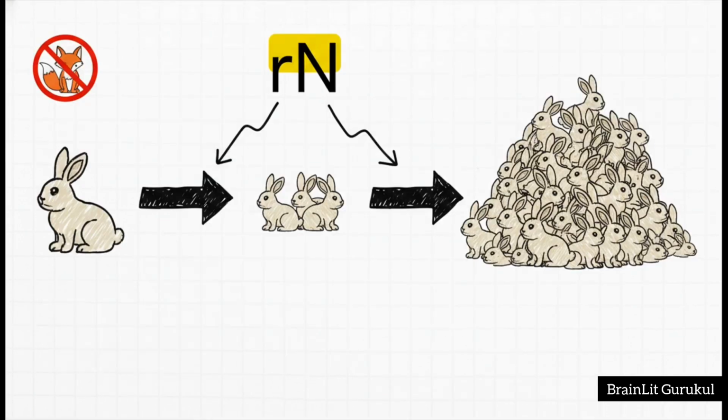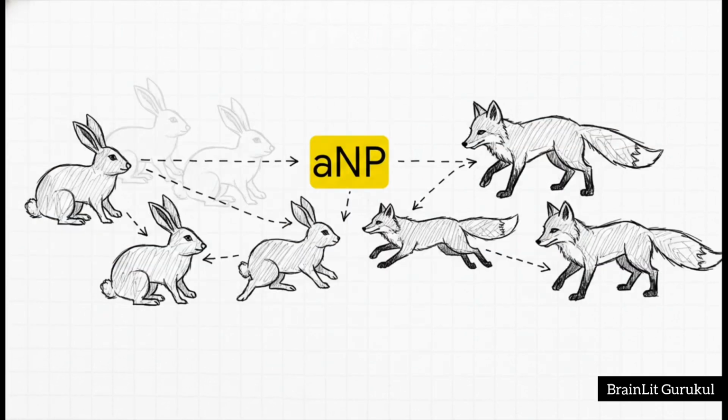So let's look at the prey's side of the equation first. What happens if there are no predators around? Well, they just multiply. This first part, rN, represents that. It's simple, unchecked exponential growth. Imagine a world with infinite food and no foxes. Those rabbits would just keep on growing forever. But we all know that's not how it works.